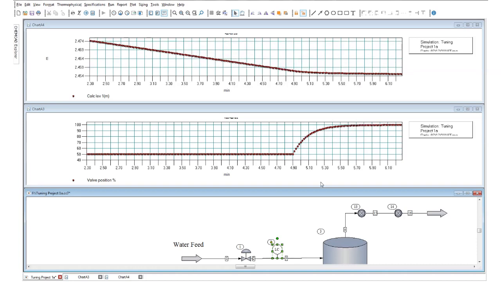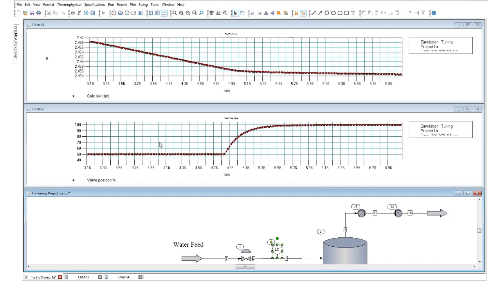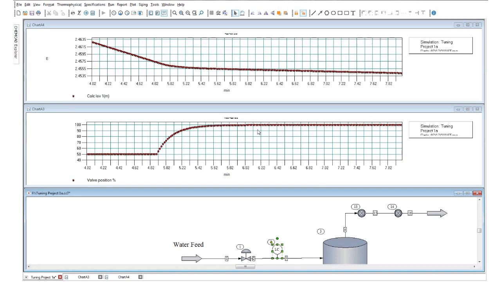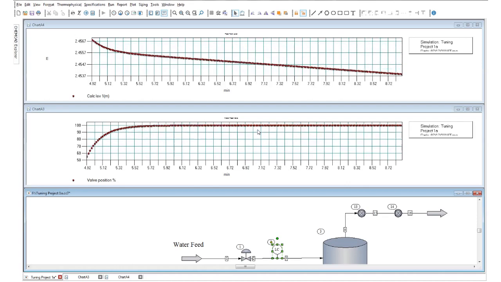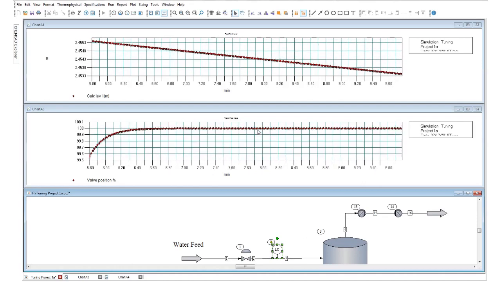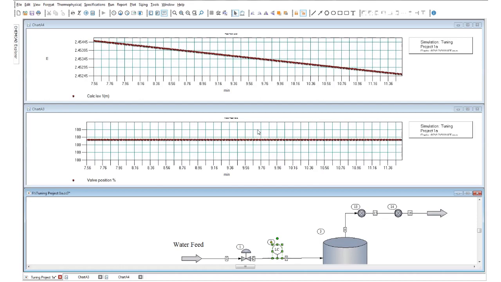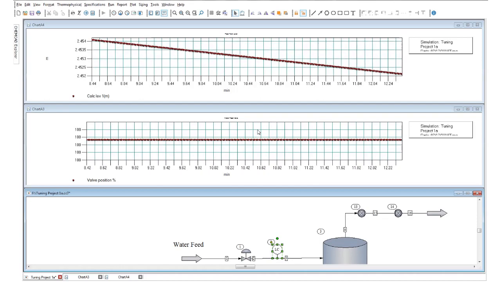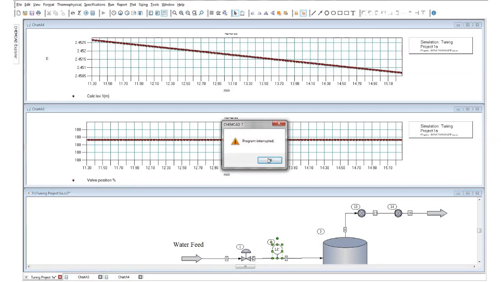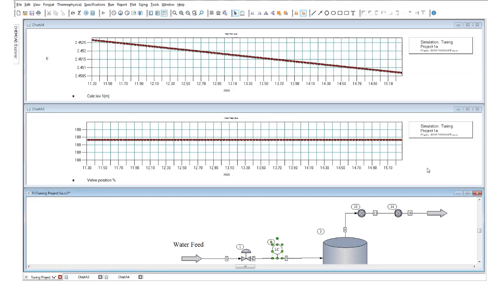So what do we see? Our valve is starting to open, and actually we're at 100% opening, and my level is still decreasing. Okay, so that means I'm drawing out much more liquid than I can supply. And so we find ourselves in the case where I can't control my level. I'm going to pause and let's take a look at why that's happening.